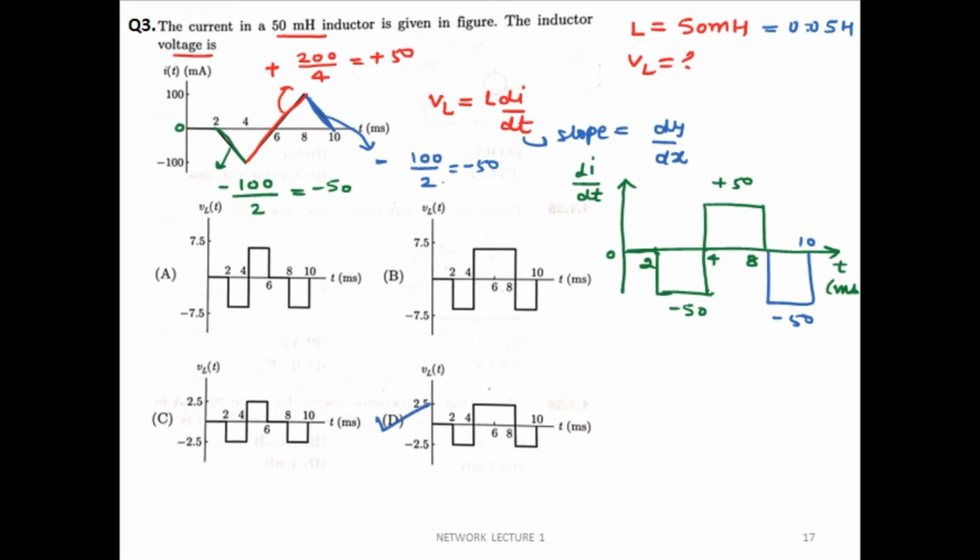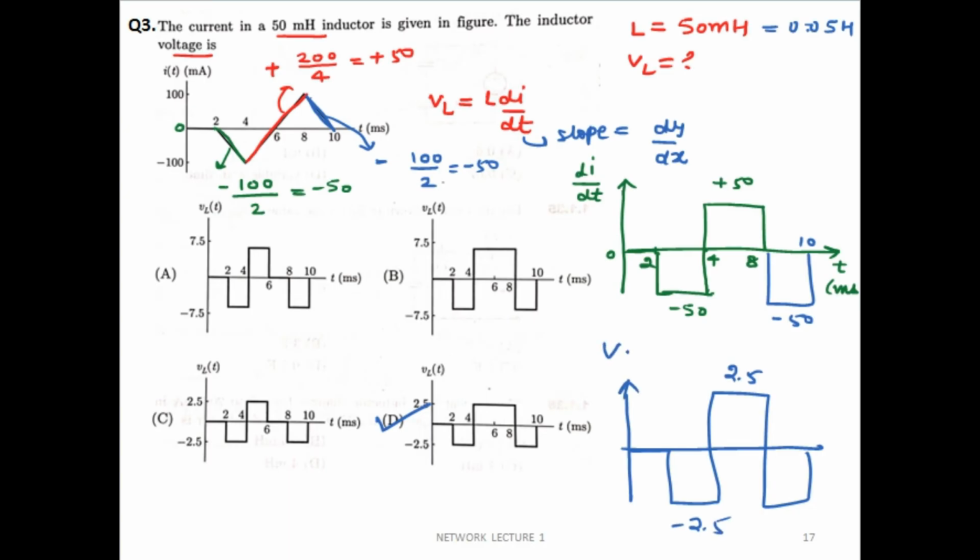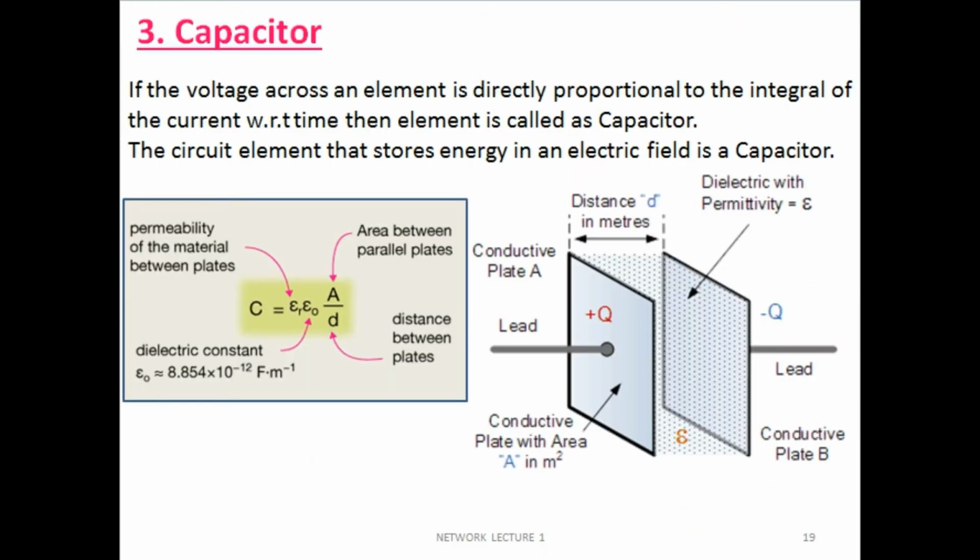So it will be like this. The amplitude is 2.5 and minus 2.5. This is the final waveform of the voltage across the inductor, and this is time.